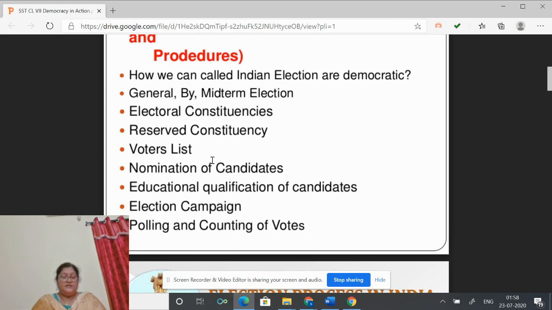So, what is an election manifesto? An election manifesto is a document issued by every party before a general election. It lists the party's policies and programs for the future. This way, voters can decide whom they would like to vote for.